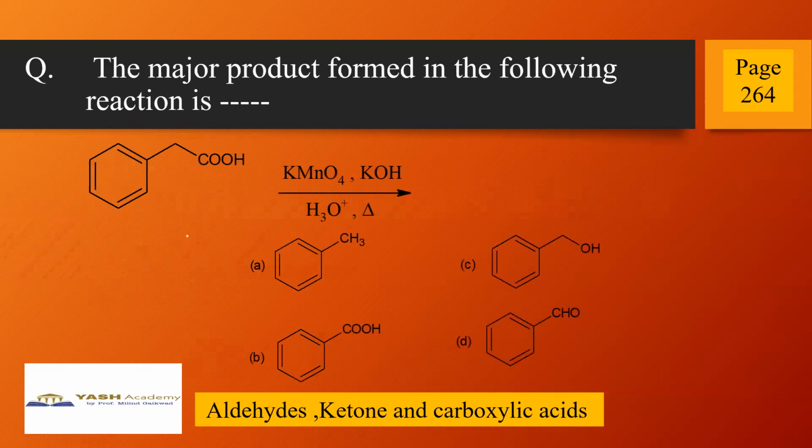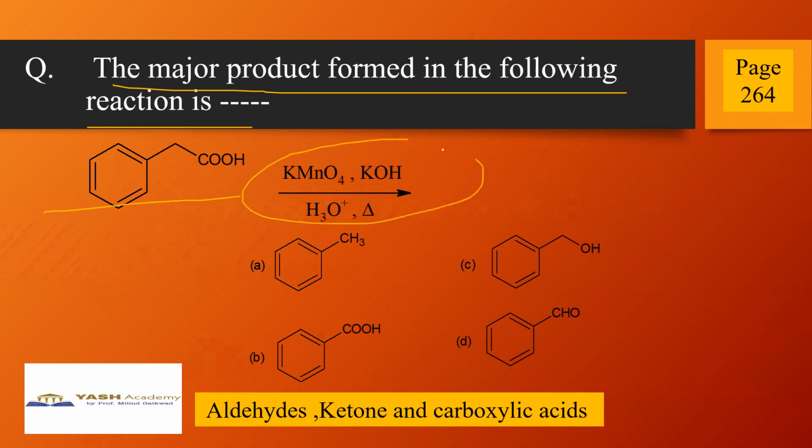Next question, from aldehydes, ketones and carboxylic acid, page 264. The question is, the major product formed in the following reaction is. Here reactant is given, required reagents are given, and you have to find out the correct answer option of this question. आता तुम्हाला माहित असायला पाहिजे की in this the name of the structure is phenyl acetic acid.